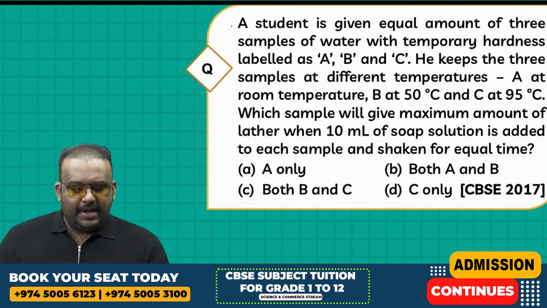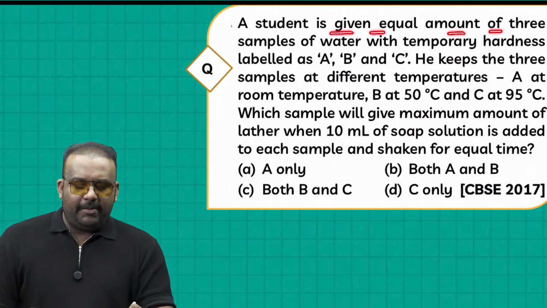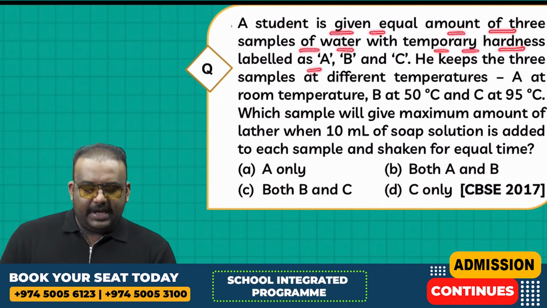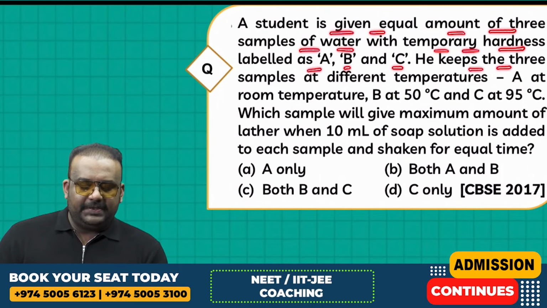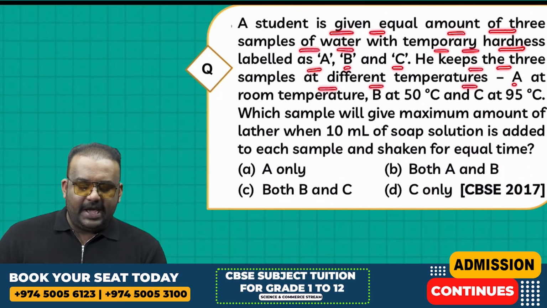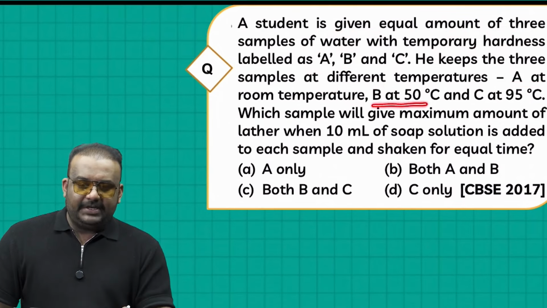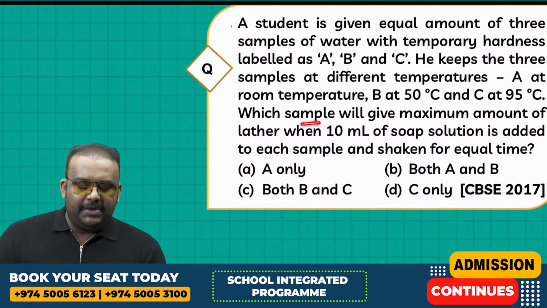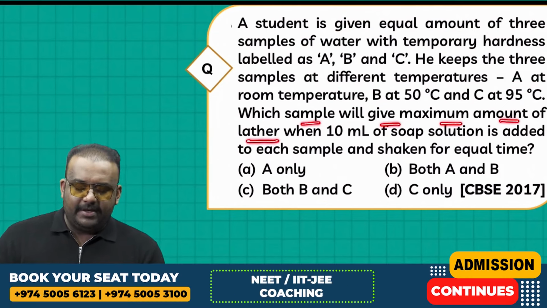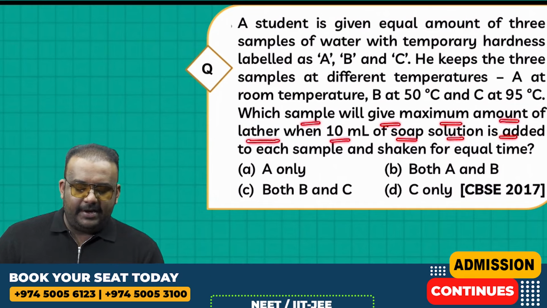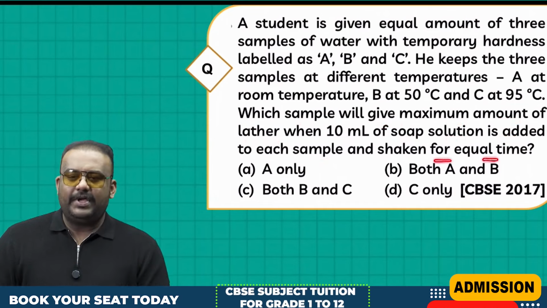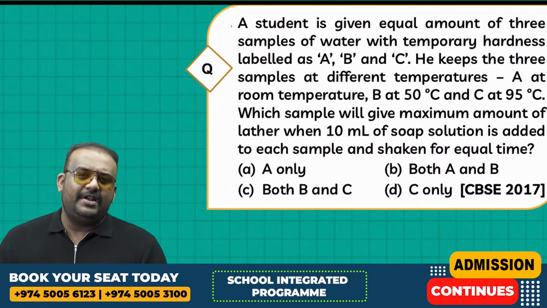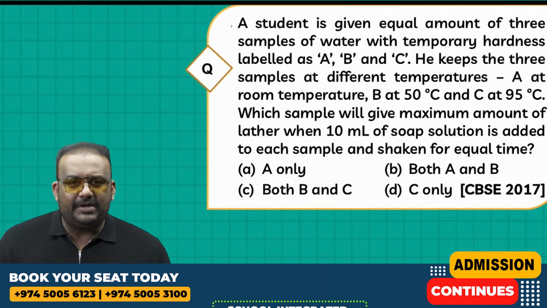The next question is: a student is given equal amounts of 3 samples of water with temporary hardness, labeled A, B, and C. He keeps the 3 samples at different temperatures: A at room temperature, B at 50 degrees Celsius, C at 95 degrees Celsius. Which sample will give the maximum amount of lather when 10 ml of soap solution is added to each sample and shaken for equal time? Again, even though not direct, it's an indirect question related to one of the concepts that you learned.